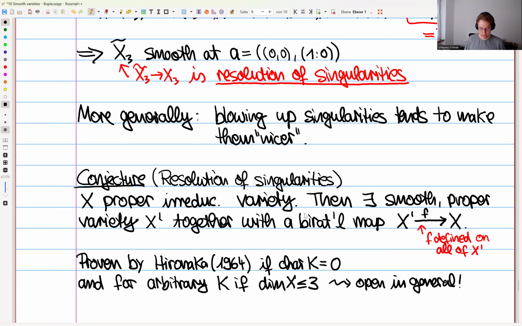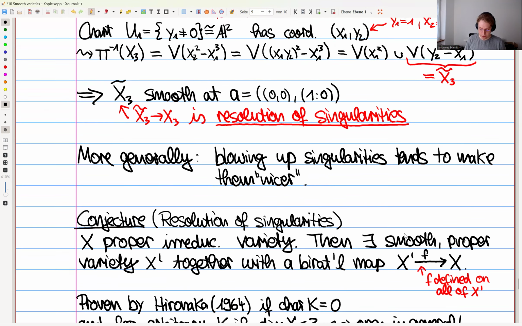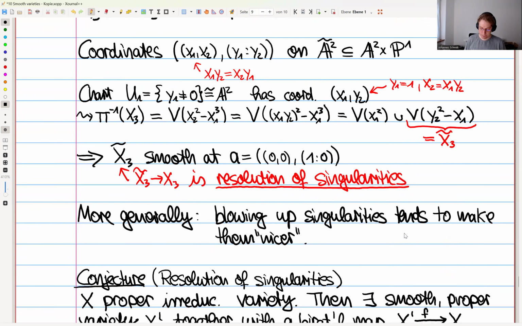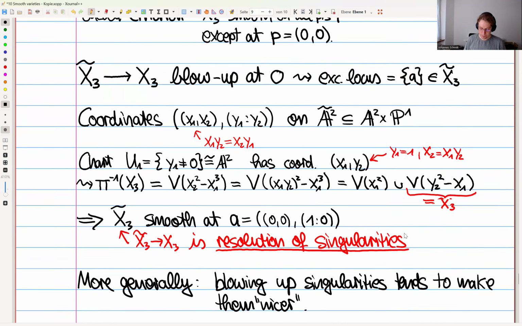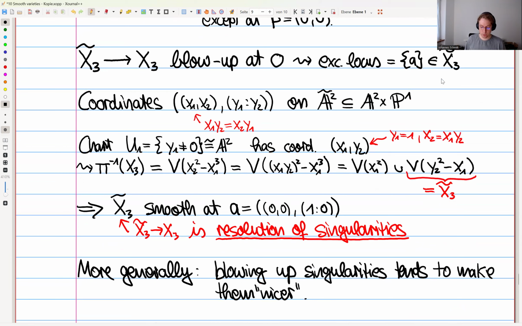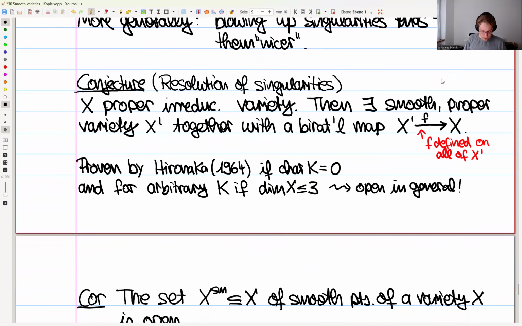And certainly blowing up singularities is one way in which you can try to find such an X prime. And you see, in this very special case that we had above, we did succeed, because we started with something singular and then we found a smooth thing which maps birationally, because we know that away from the center of the blow up is actually a birational map. Okay, so this was one application.